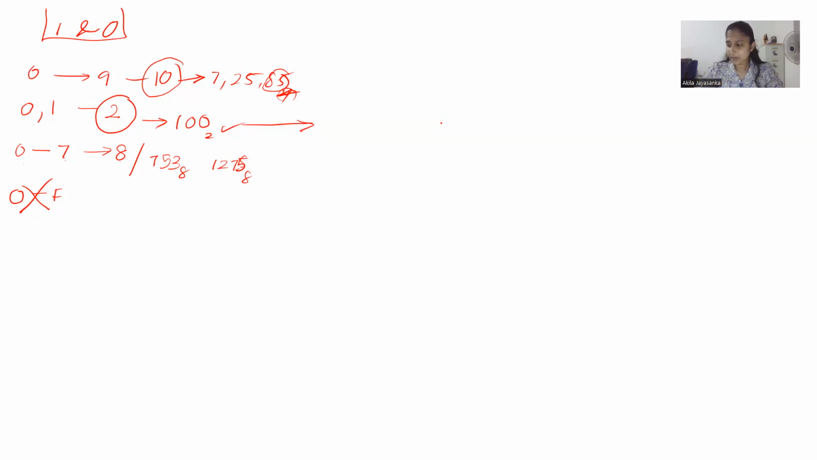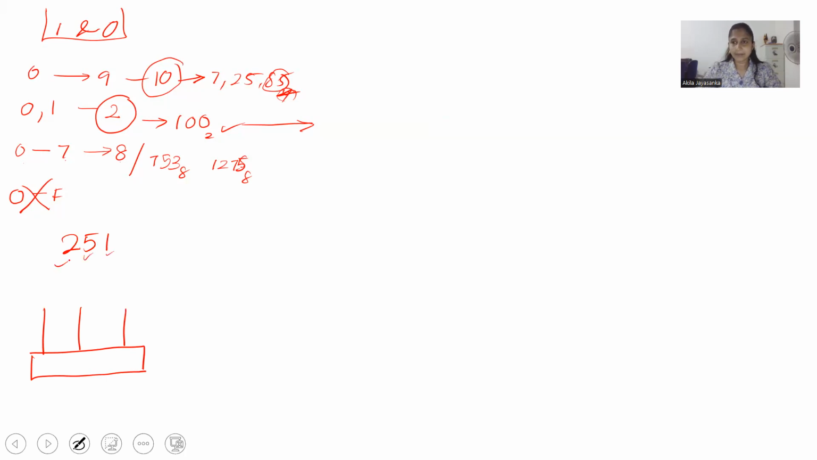If it is 25 or 251, we can represent this using this kind of abacus. We know this is the ones place, the tens place, the hundreds place. That means this is a base 10 number, 251. The last digit is in the place of 10 to the power 0. The second digit is in the 10 to the power 1 place. The third one is in the 10 to the power 2 place. So in this abacus, we can divide into these three parts.